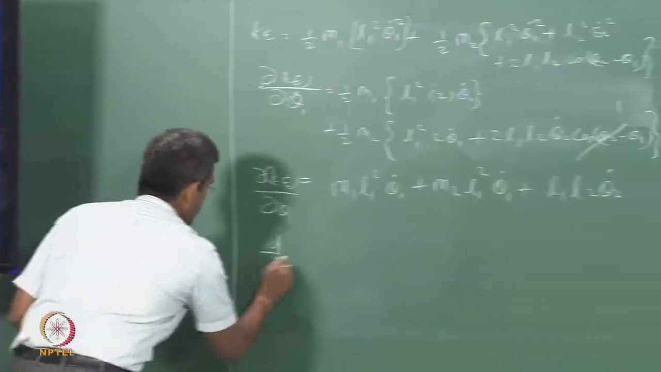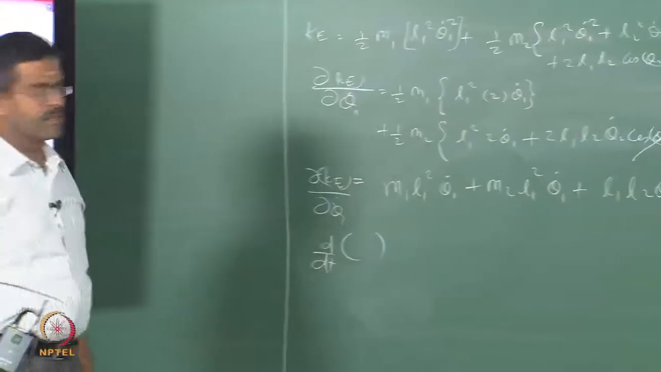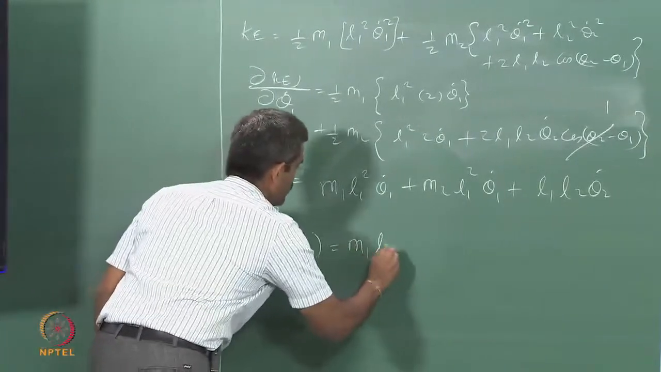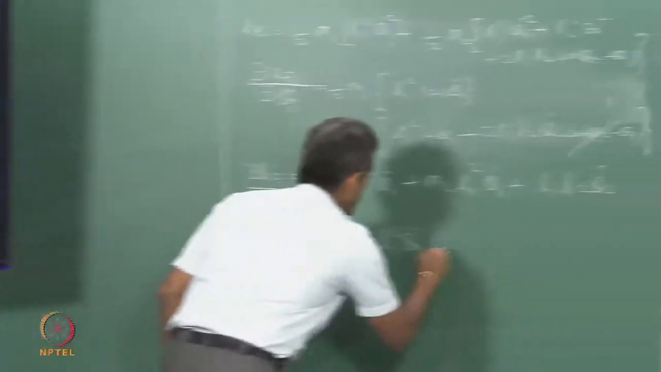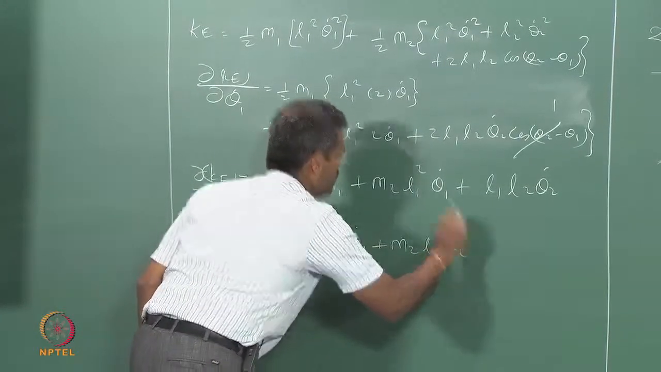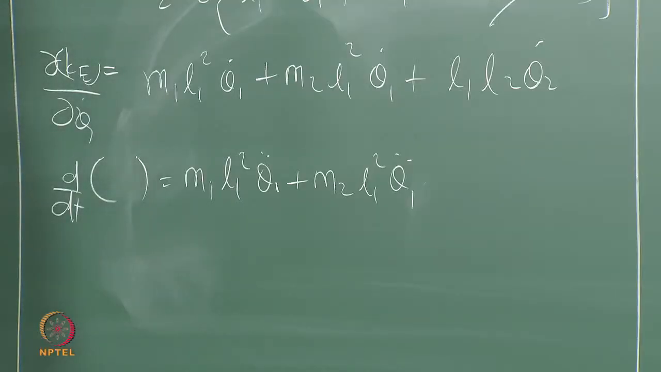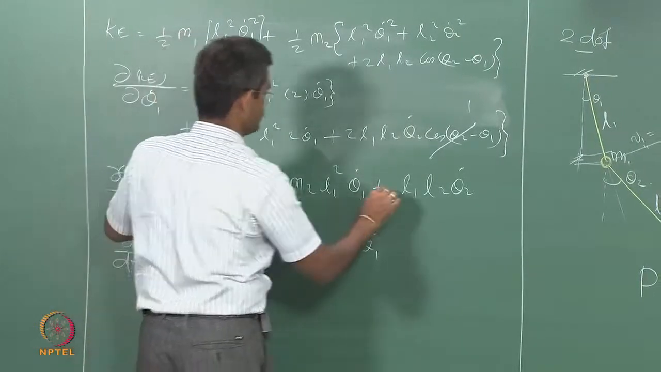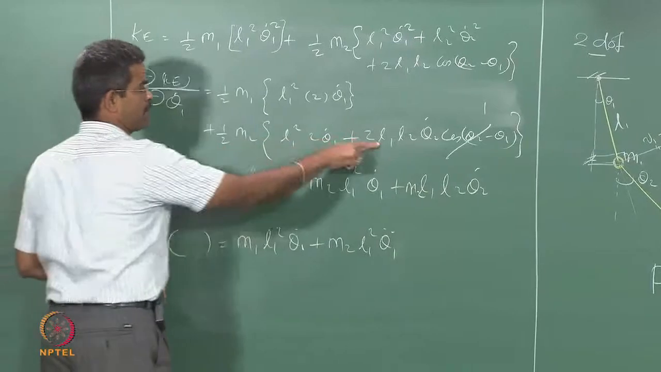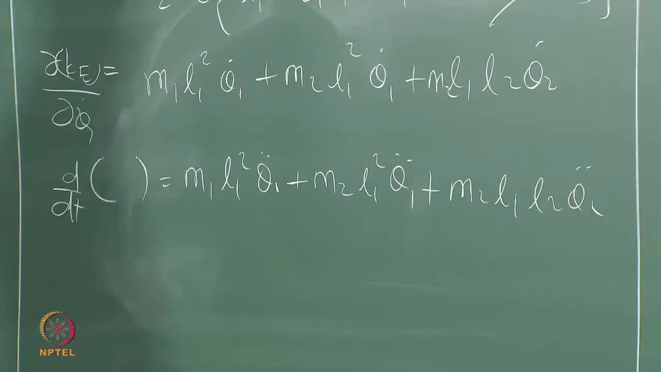Now, I want to find the differential of this with respect to time, because that is the equation required in Lagrange. Okay. When I do that, it will become m1 L1 square theta 1 double dot, that is the derivative I will have, plus m2 L1 square theta 1 double dot. There is m2 missing here, this m2 is a multiplier here, okay, plus m2 L1 L2 theta 2 double dot. Okay.